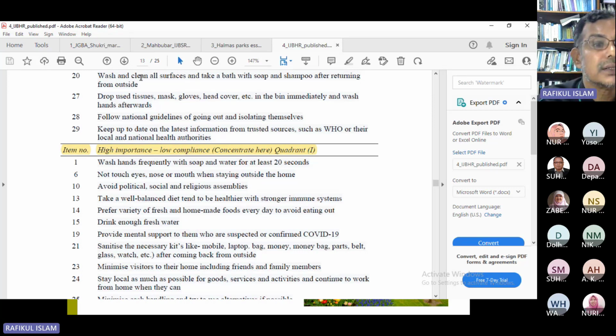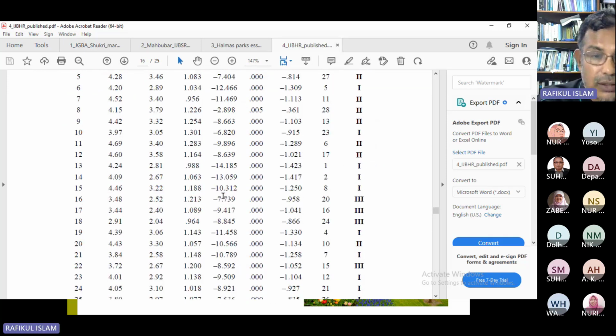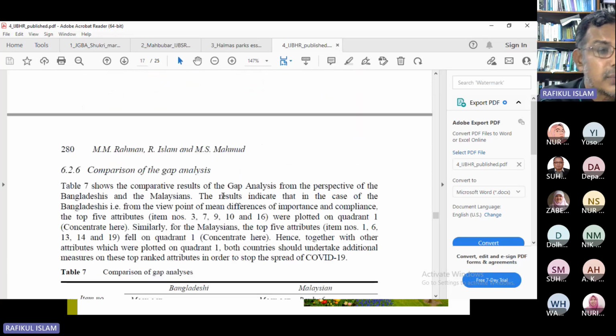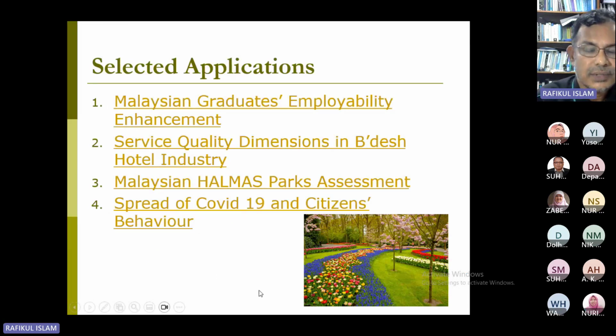Okay, so then page 16, this is the gap analysis for the Malaysians. This one is quite long. This is just the quantitative, and page 18 gives the t-test results. So many of the differences are significant. All right, so I have shared with you the 4 applications which my student did. There are another 2 applications which were also done, but I'm not reporting them here, but they are similar in nature.